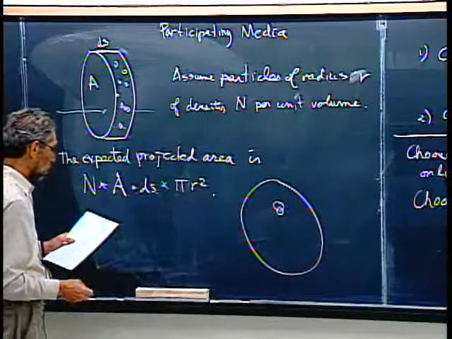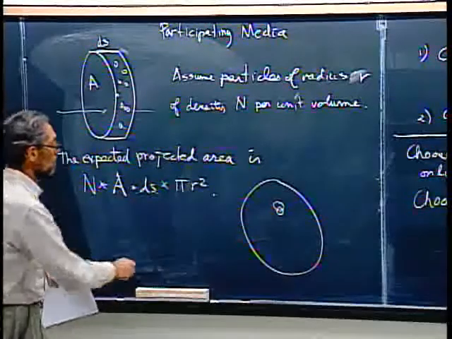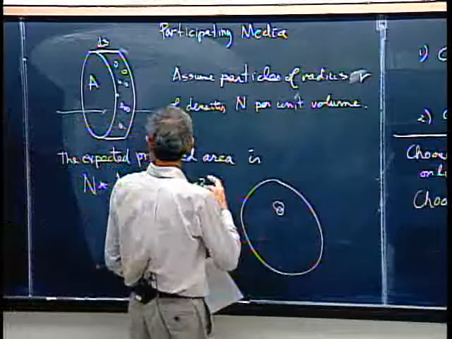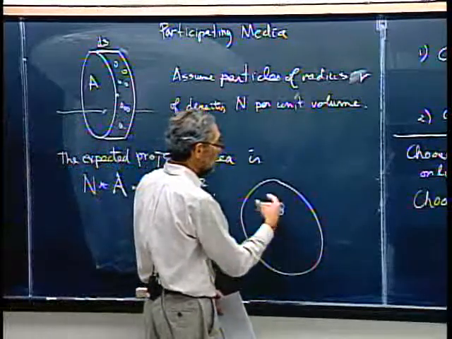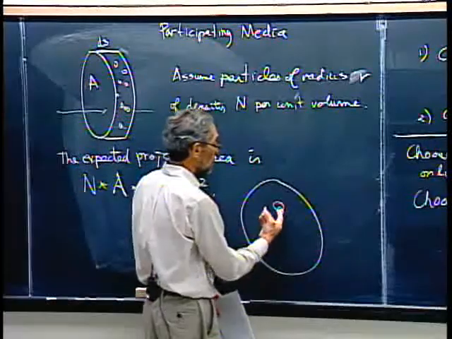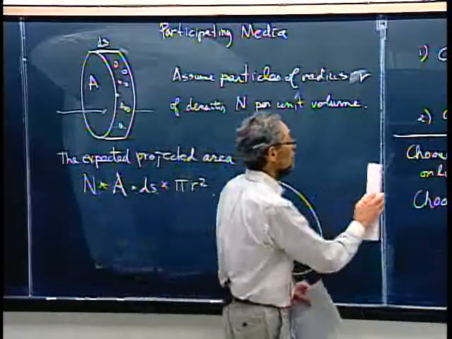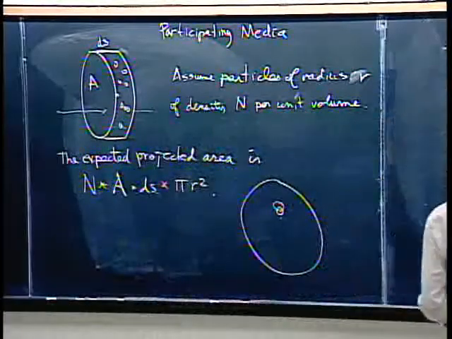Okay, so let's now look at this projected area fraction. What is the fraction of the total area that this projected area is? So basically, we just have to divide by the total area.